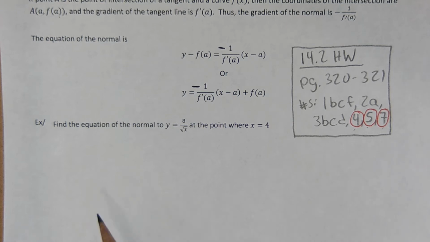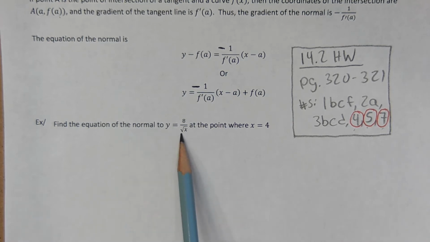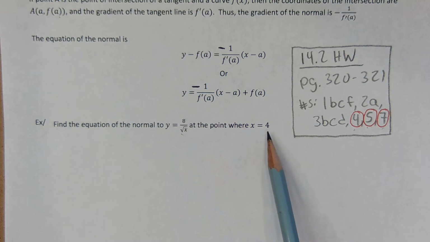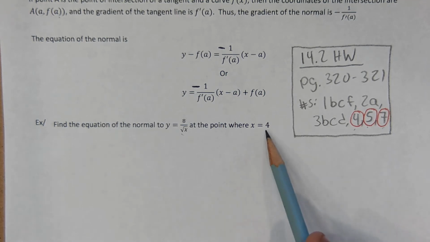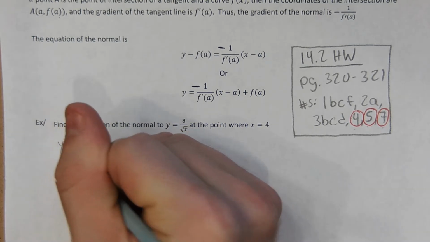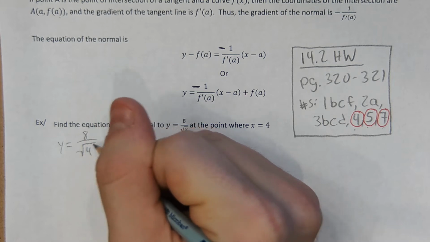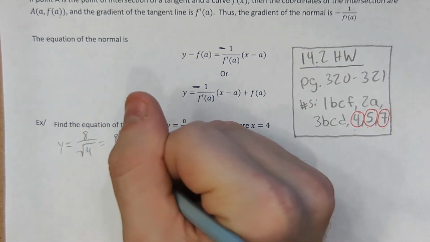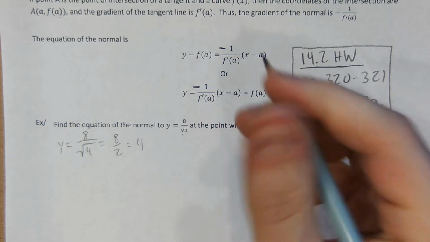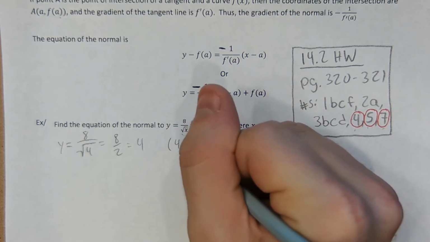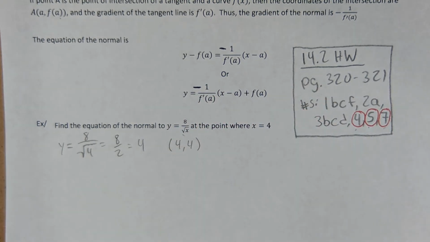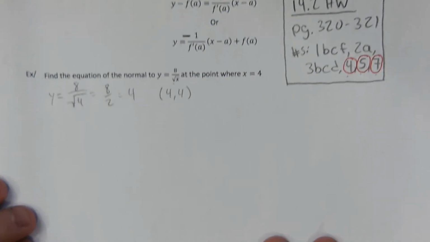So let's find the equation of the normal to this curve, 8 over root x, at x equals 4. Well, just like we do with tangents, I can't find a normal line without an x comma y. I have an x, I need a y. So I find my y value by simply plugging my x in. y equals 8 divided by the square root of 4, which is 8 over 2, which gives me the y value of 4. So my x1, y1 happens to be 4 comma 4. Interesting, same point. 100% coincidence though.